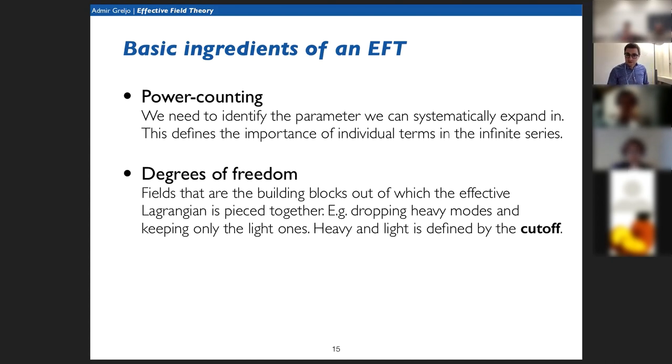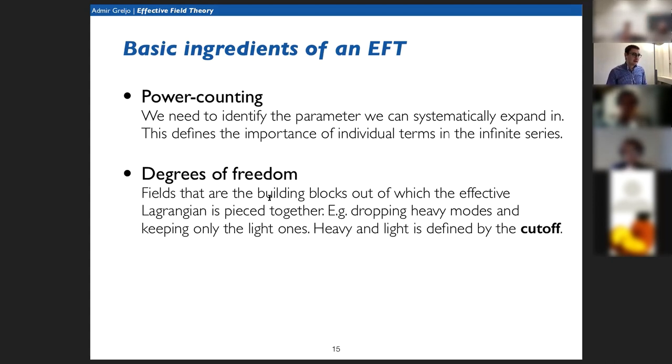There's a question by Jordi. If I understand exactly, every theory is an effective theory and all theories have limited applications. Therefore, there is no such thing as a complete theory which is not an EFT. So how do we distinguish an EFT from a non-EFT? I will come to this point. In the end, I will conclude that every theory is an effective theory.